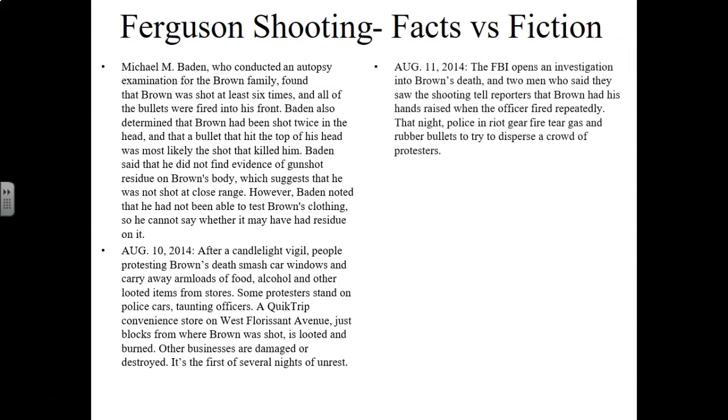The next day, the FBI opens up an investigation into Brown's death, and 2 men who said that they saw the shooting tell reporters that Brown had his hands raised when the officers fired repeatedly. That night, police in riot gear fired tear gas and rubber bullets and tried to disperse the crowd. By the way, those 2 reports are where the phrase "hands up, don't shoot" comes from. And so one of the questions is, was he shot while trying to give up or not? This is where the 2 sides differ, the police and the family.